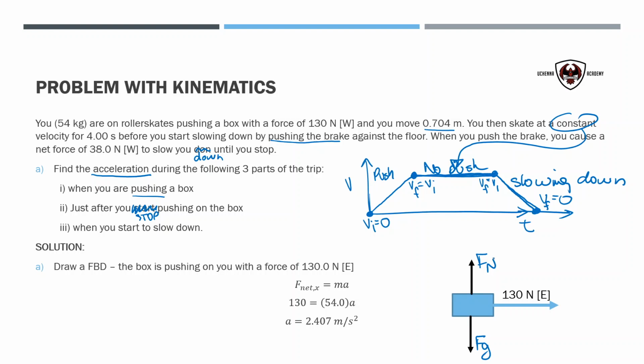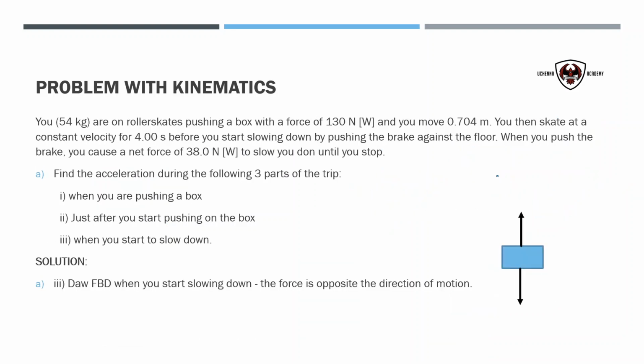During the second part of the trip, you're at a constant velocity. Now, change in velocity is acceleration. But if your velocity is constant, it means it's not changing. It's staying the same, whatever it is. So your acceleration is actually zero. So you do not need to calculate anything for the second part of the trip while you're not pushing on the box.